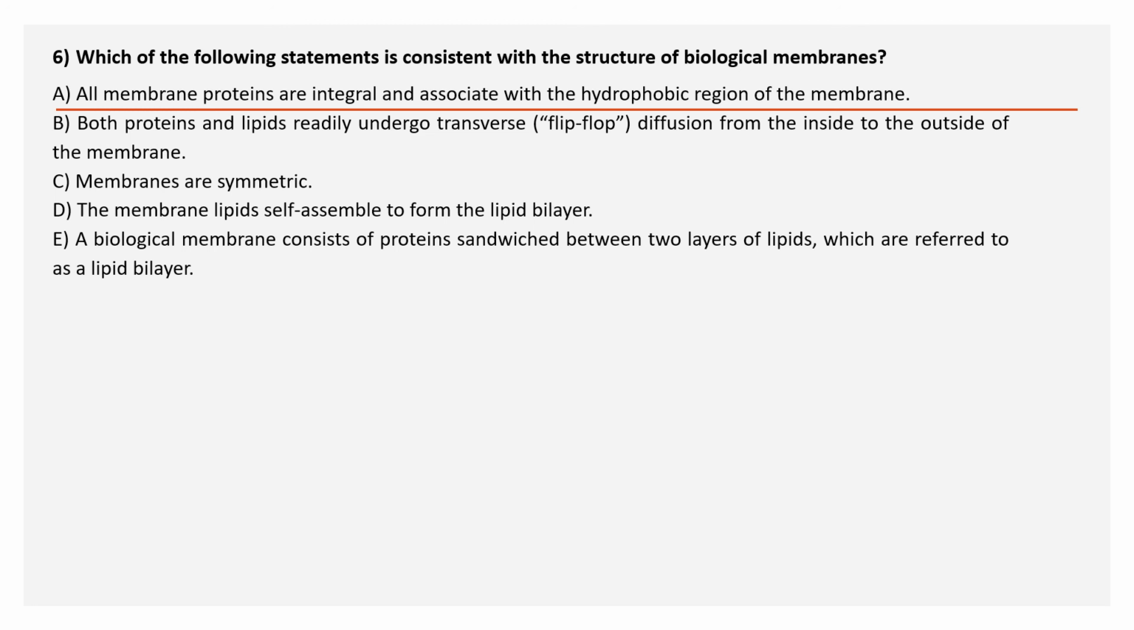B, both proteins and lipids readily undergo transverse diffusion from the inside to the outside of the membrane. No. C, membranes are symmetric. No. D, the membrane lipids self-assemble to form the lipid bilayer. So yes, that does happen. And E, a biological membrane consists of proteins sandwiched between two layers of lipids, which are referred to as a lipid bilayer. No, that's not the definition of a lipid bilayer.